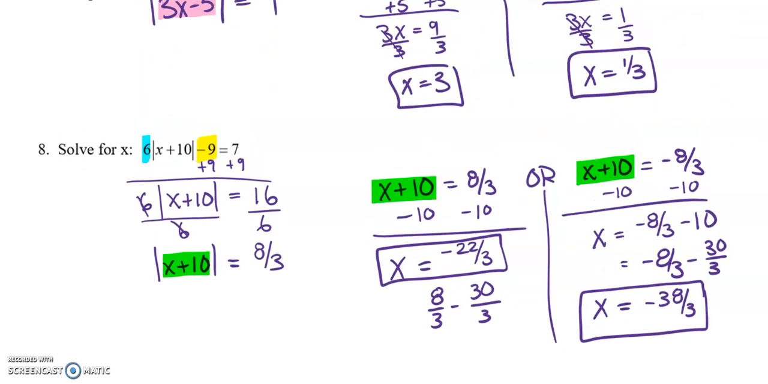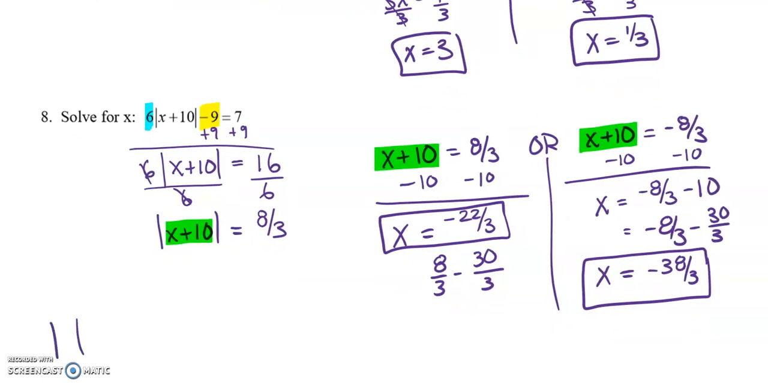That's the last one. So give the homework a try. Make sure you get the absolute value by itself before you split it into its two equations to solve for those two solutions. And remember, the absolute value of anything is always a positive.